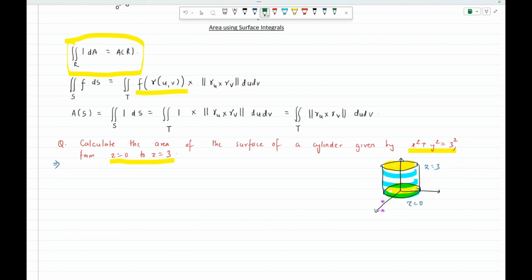Now if you recall from your lower classes, you might have done the surface area of cylinders. Here we are interested in the curved surface area of the cylinder. Since this cylinder is formed by stacking circles of radius 3 on top of each other, the circumference of the circle is given by 2 pi times the radius, which is 3. So this is the circumference of the base circle multiplied by the height. We are moving it from z equal to 0 up to z equal to 3, so the height is effectively 3, and this gives us 18 pi square units.